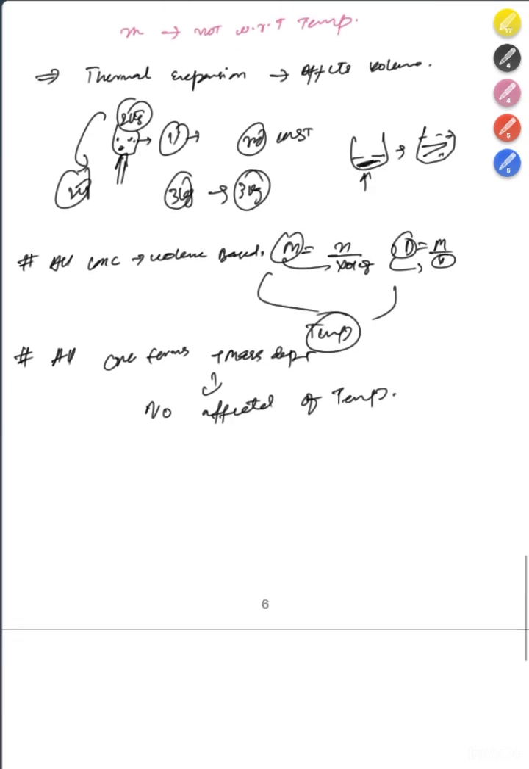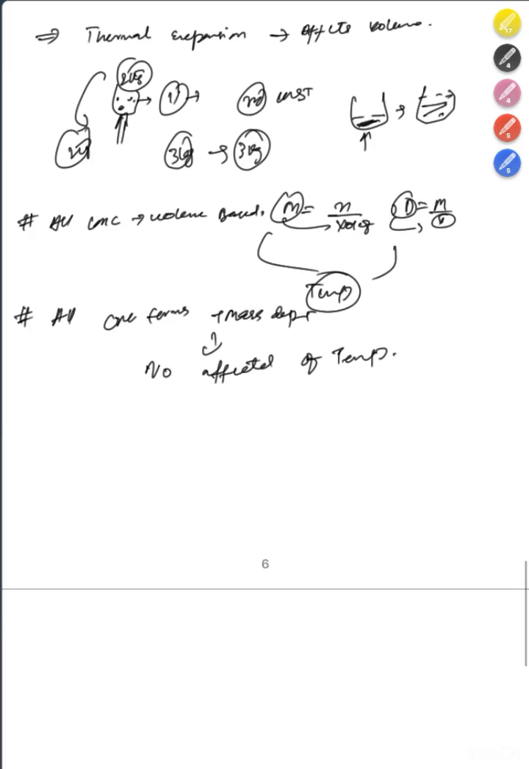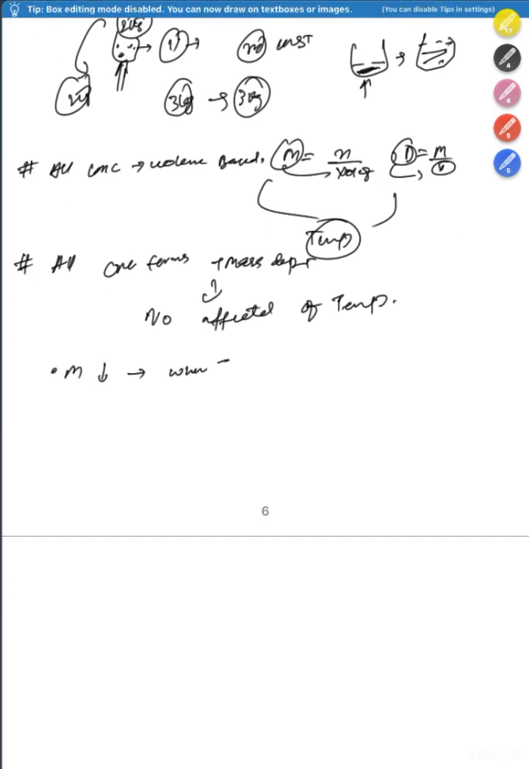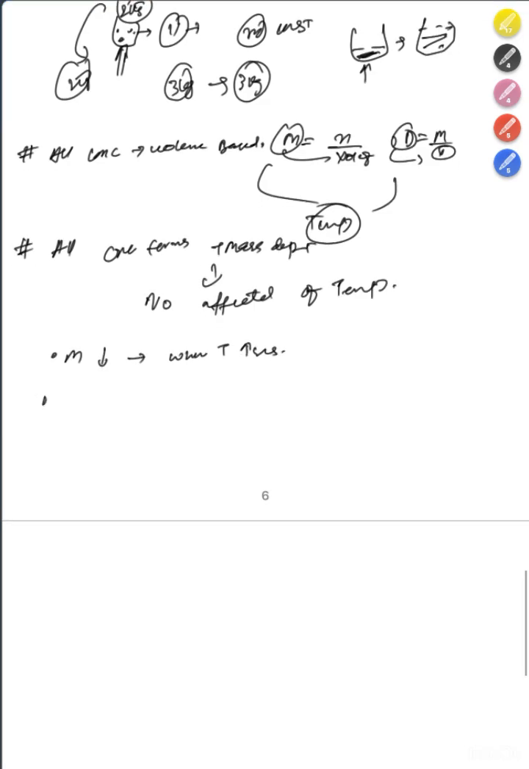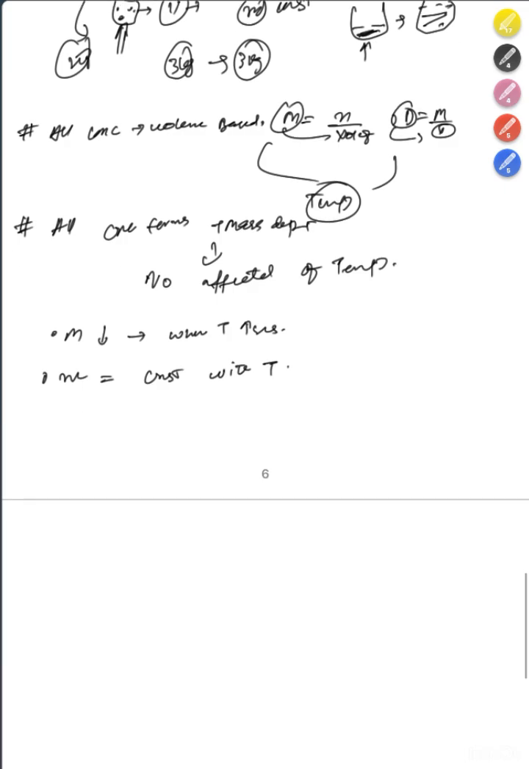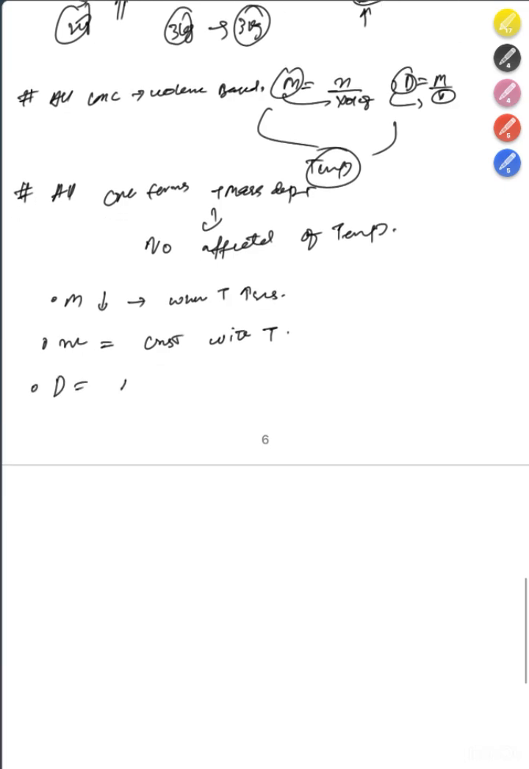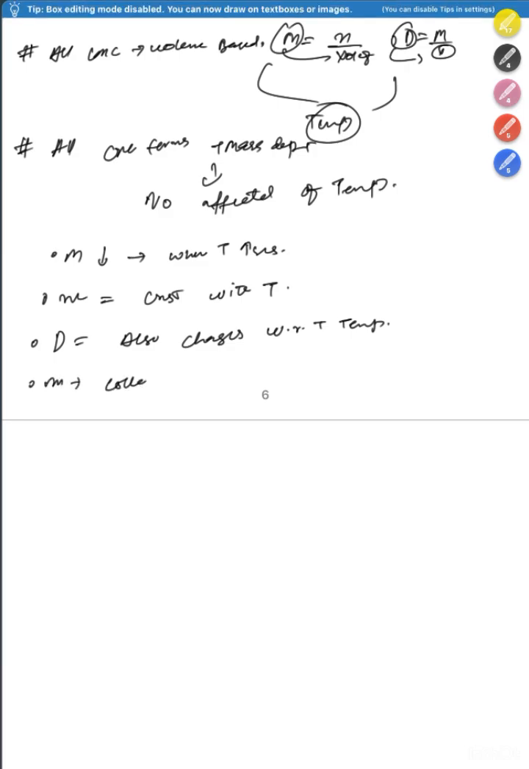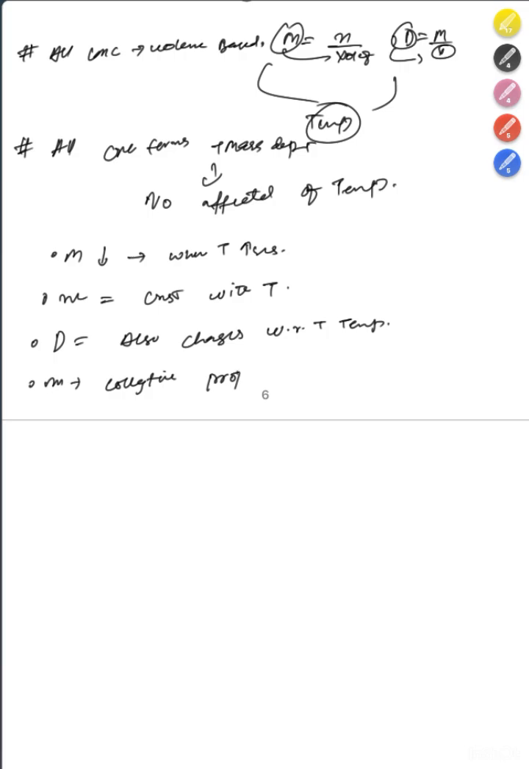So if we look at some rapid fire points, you will remember that molarity decreases when the temperature increases. Similarly, molality is constant with temperature. Also, you will remember that density changes with the temperature, because density is a volume dependent concentration term. And molality is preferred in colligative properties, as it is a mass dependent property.